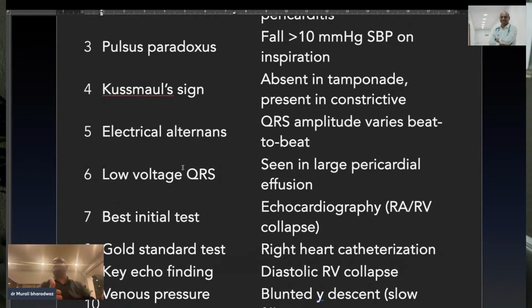Then what is Kussmaul sign? Typically, Kussmaul sign means whenever there is constrictive pericarditis, the jugular vein at the time of inspiration is supposed to empty into the right atrium more, but it doesn't happen. So there is lack of inspiratory collapse of the jugular vein, and the jugular vein remains prominent during inspiration.